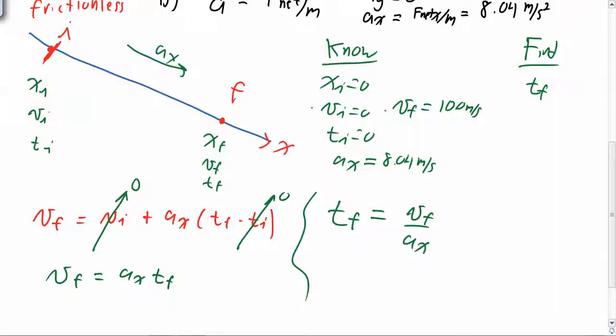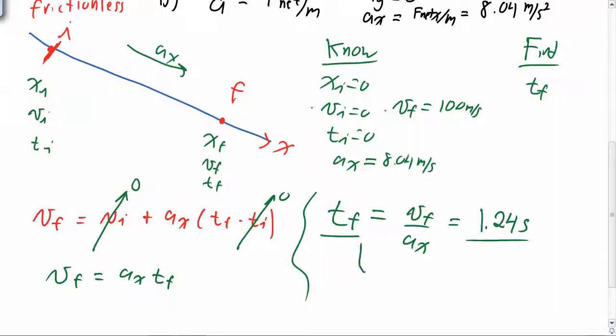And if we plug in the numbers that were given in the problem, we have 10 meters per second divided by 8.04 meters per second squared, and that gives us 1.24 seconds. So that's how long it takes the block to increase its speed to 10 meters per second given the particular angle of the ramp.